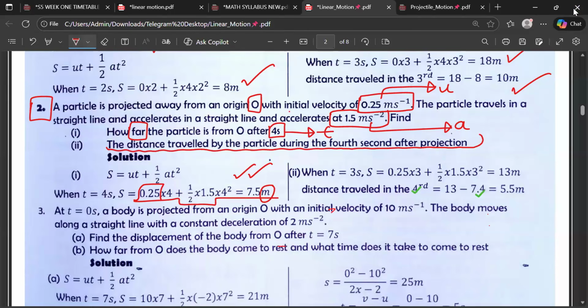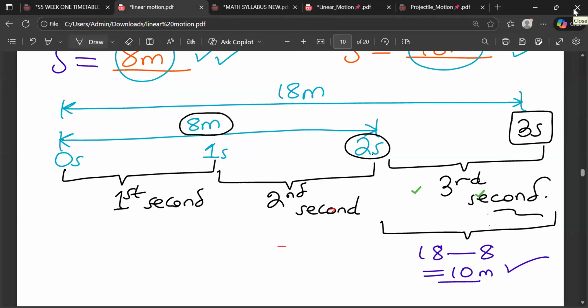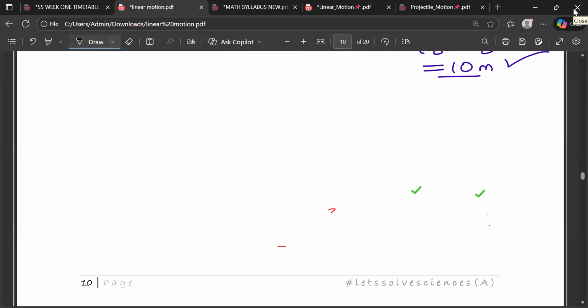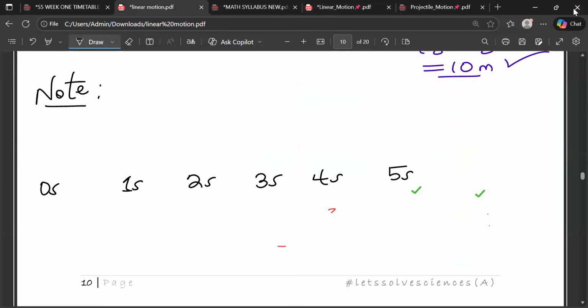During the 4th second. Now, this one is serious. Take a note. When you're having 0 seconds, 1 second, 2 seconds, 3 seconds, 4 seconds, 5 seconds, and 6 seconds, that's where I'm going to stop.